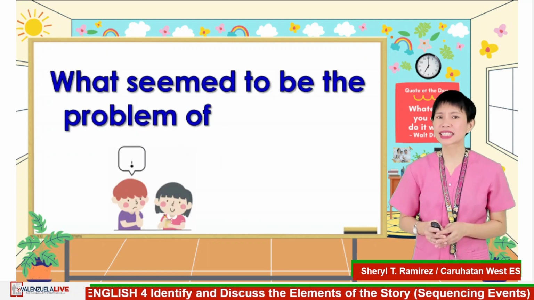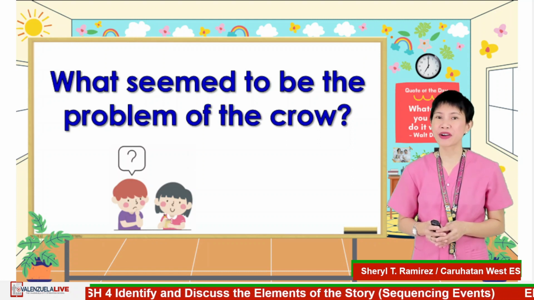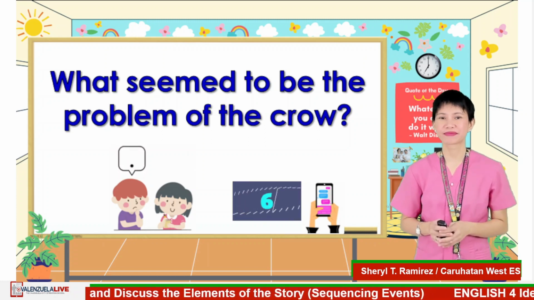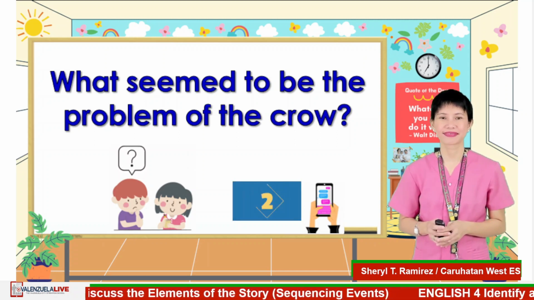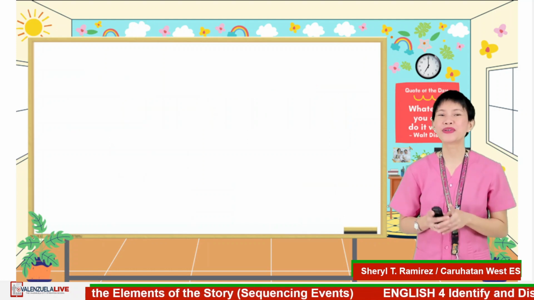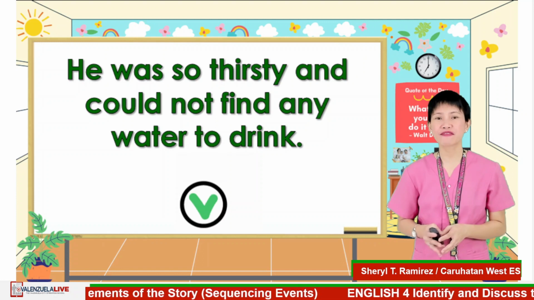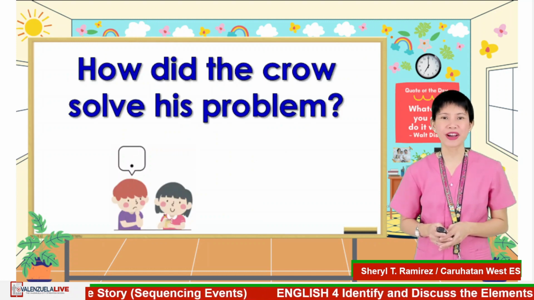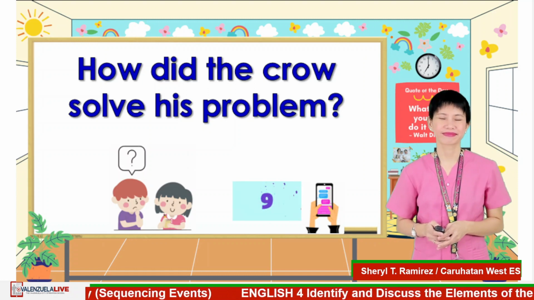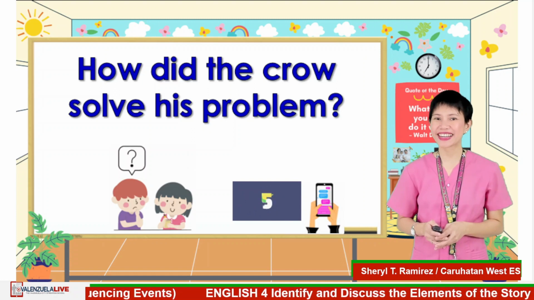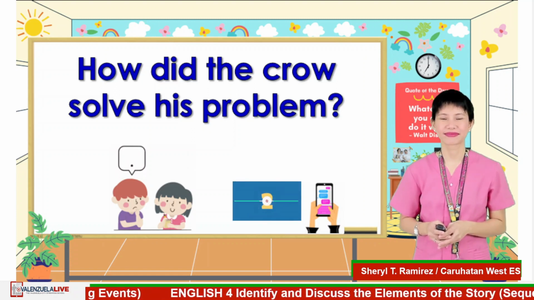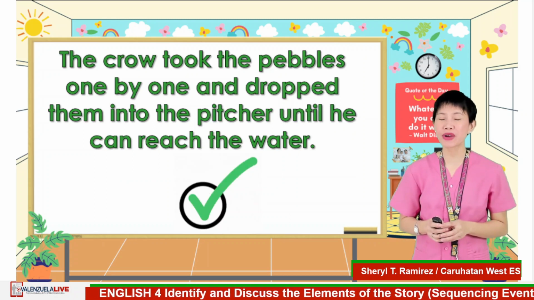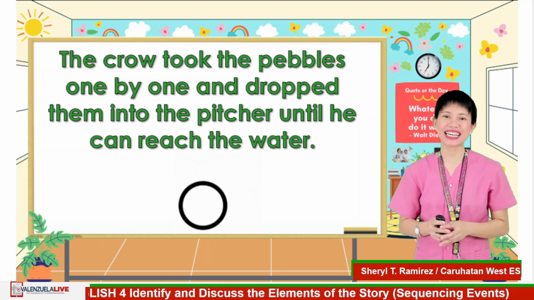Next question is, what seemed to be the problem of the crow? Type your answers in the box now. Don't give up, grade 4. Time is up. You are right. He was so thirsty and he could not find any water to drink. How did the crow solve his problem? Type your answers now. Nice try. Right again. The crow took the pebbles one by one and dropped them into the pitcher until he could reach the water.